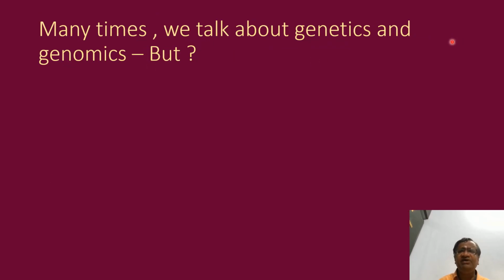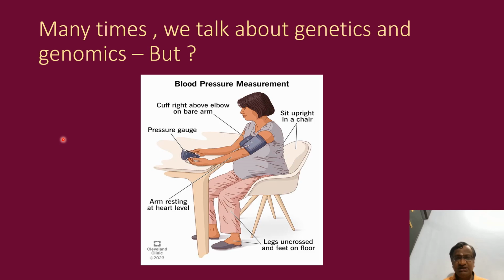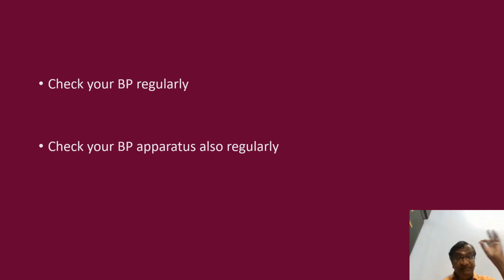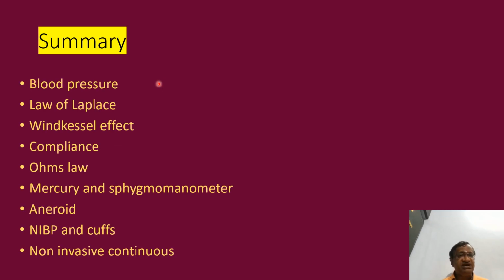Many times we talk about genetics, genomics, but see: the cuff should be above the elbow, sit rightly in the chair, legs should not be crossed, the arm resting at heart level, and the pressure gauge like this. All this should be done when you measure a BP. Check your BP regularly, that is very important. But there is one more thing which is important: check your BP apparatus also regularly. So thank you very much.